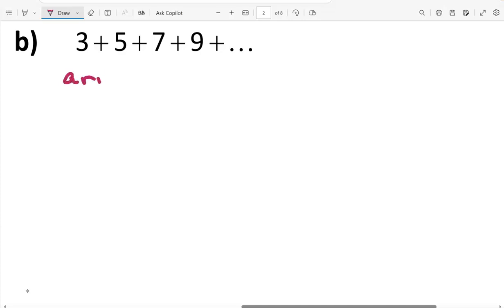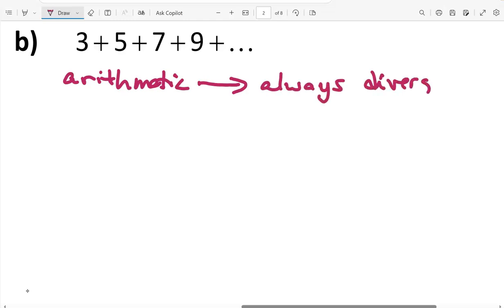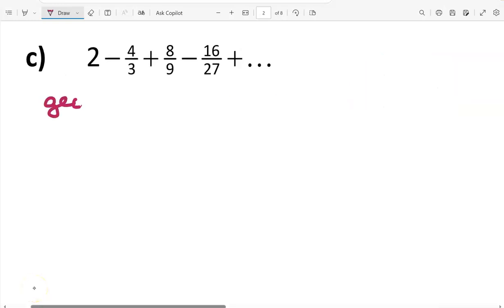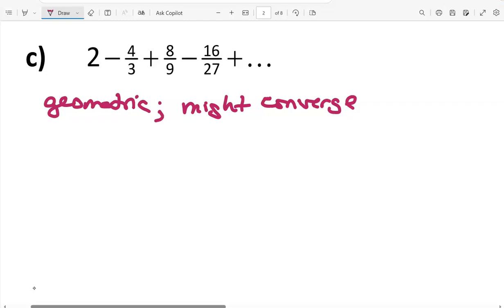In B, if we're trying to decide if the series converges or diverges, first of all, we're going to observe that this is an arithmetic sequence. And an arithmetic series always diverges. So no sum can be found. In C, we have a geometric series, so it might converge. There's the possibility. And that depends upon the value of r.